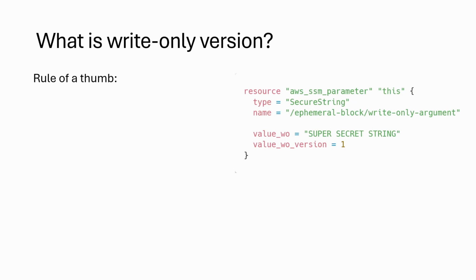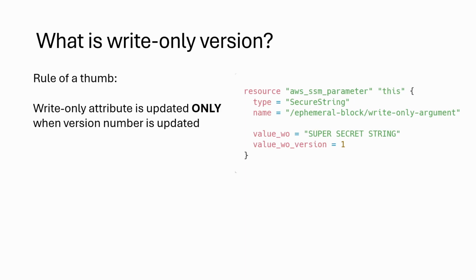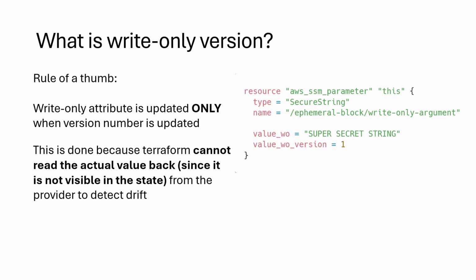Basically, a rule of thumb: the write only attribute is updated only when the version number is updated. This is done because Terraform cannot read the actual value back, since it is not present in the state, as I showed in the previous slide, and therefore it cannot detect the drift. So with each new update to the write only version, the value write only is updated. So if we were to update the value write only, we should also change the version to actually trigger the update.